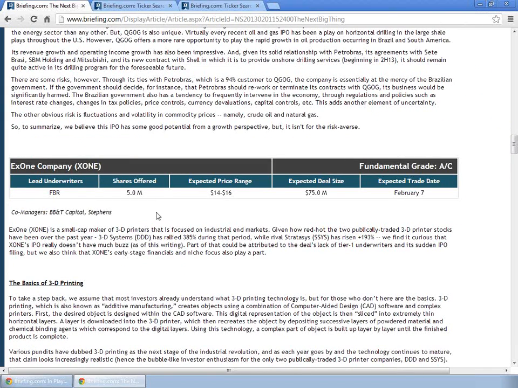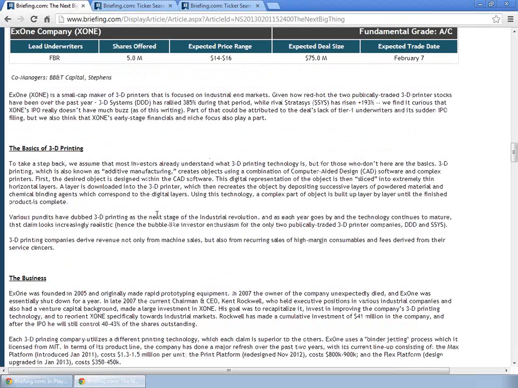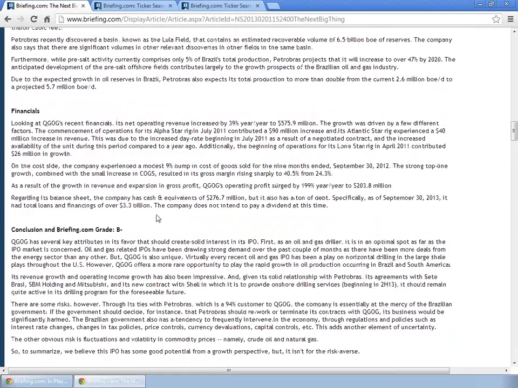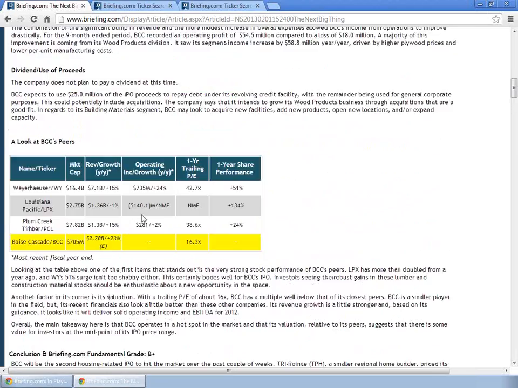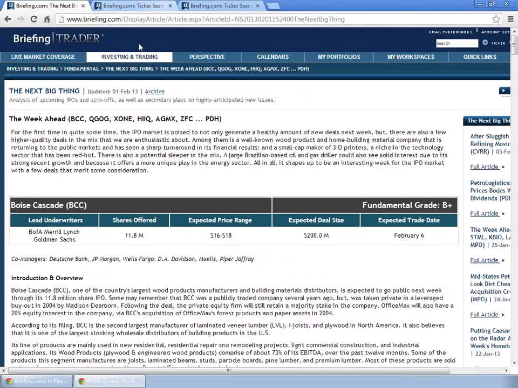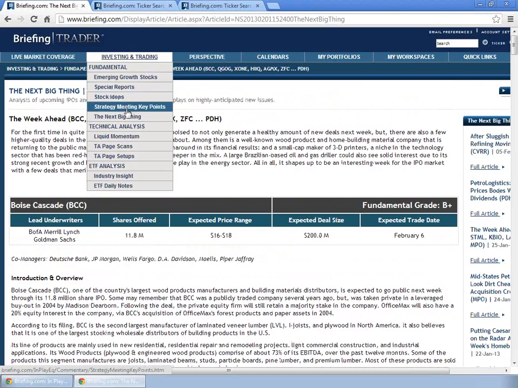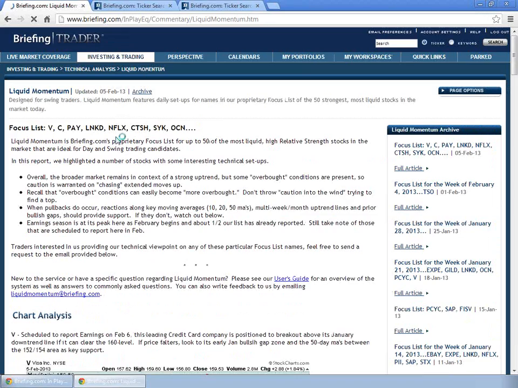It opened today, I think, up 8 or 9 points, something of that nature. And actually, one of our analysts, Setup X, has been very bullish on that, and several people got into the name based on his commentary and did very well today. So also on a swing trading basis, I would recommend the liquid momentum page.